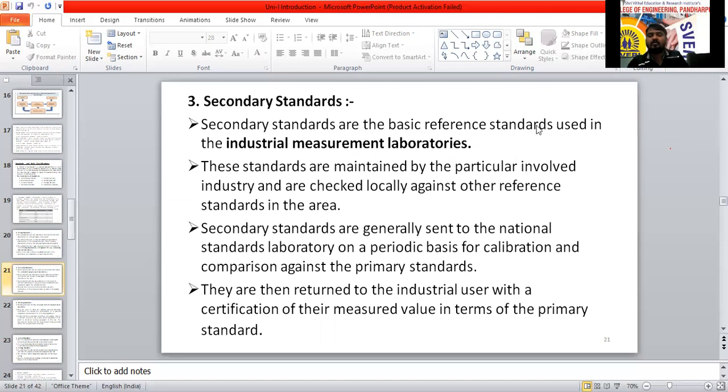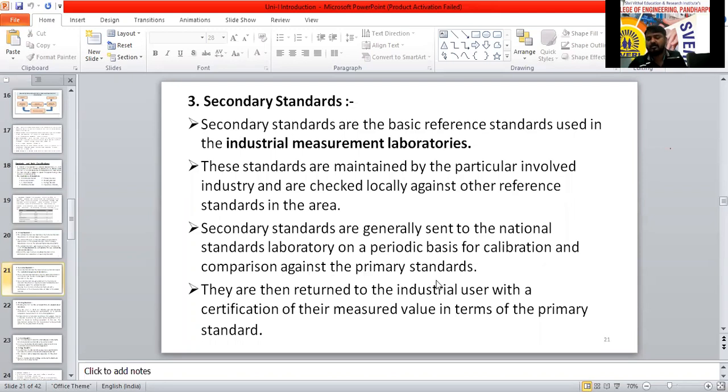They have their own industry-level laboratories and their own standards over there. These standards are maintained by the particular industry involved and are checked locally against other reference standards in that area. The secondary standards are generally sent to the national standard laboratories on a periodic basis for calibration and comparison against the primary standards.